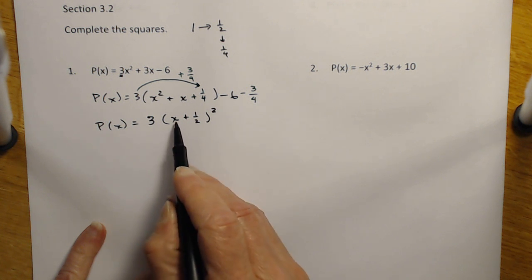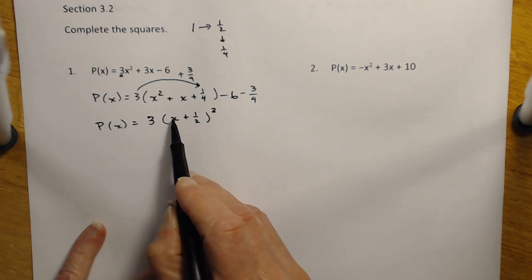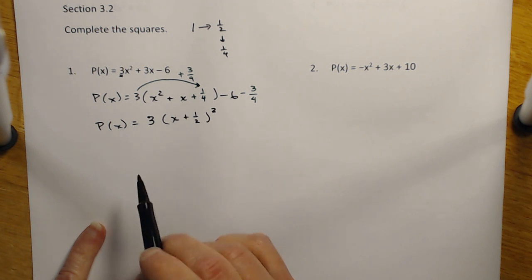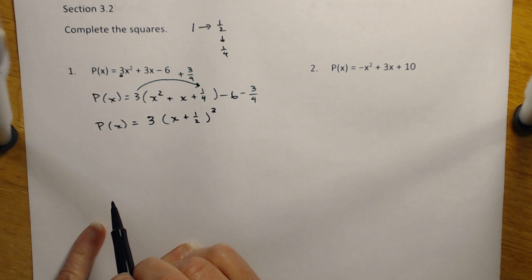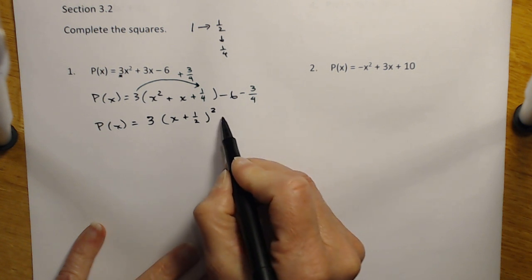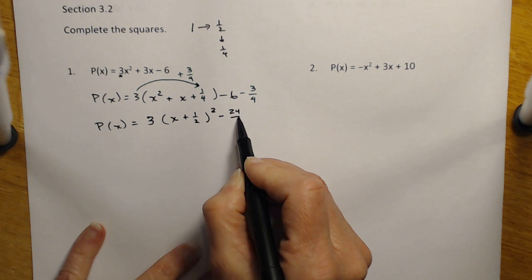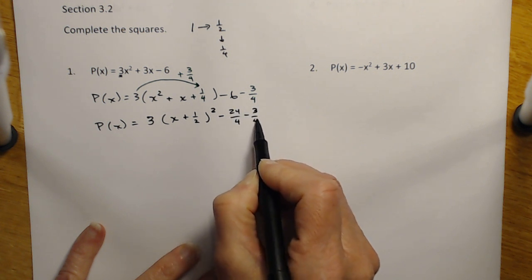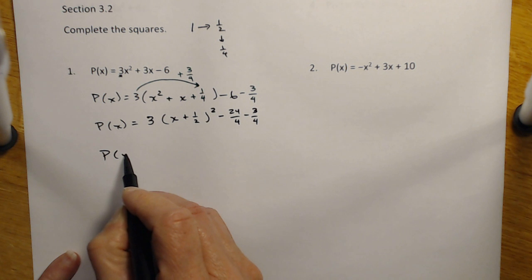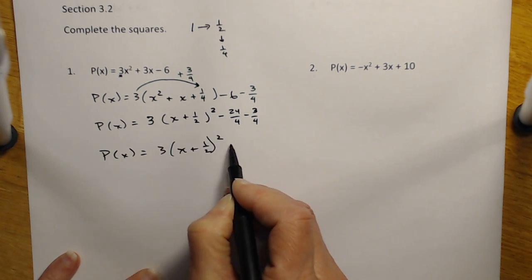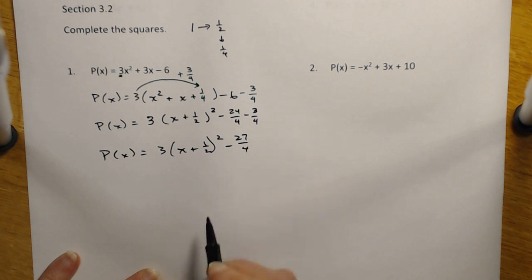And you can double check that if you squared this out, you would have your x squared, you have your 1/4, and then remember you have your outer and inner terms. Each would be 1/2 x, adding up to be 1x. Then I just have to collect my like terms out here. So I'm going to get my common denominator. So that's 24/4. And so I would have p of x equal to 3 times the quantity x plus 1/2 squared minus 27/4.